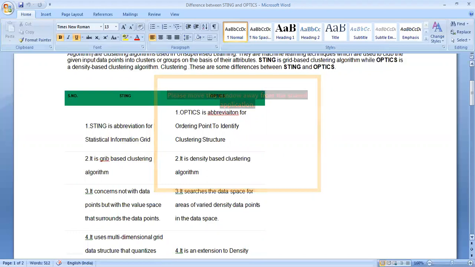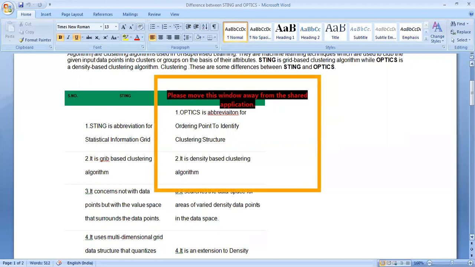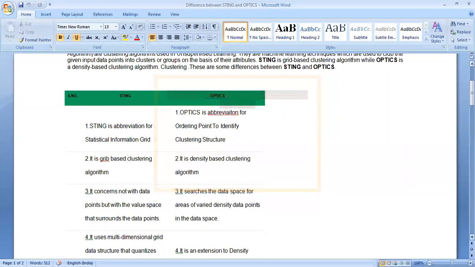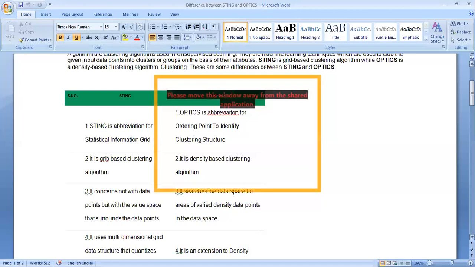In STING, we divide the plane into a number of smaller grids, with the smallest size of grid at the bottom layer. When moving toward the upper level, the same plane is divided into larger size grids. It is concerned not with the data points but with the value space that surrounds the data points. This is the main difference.